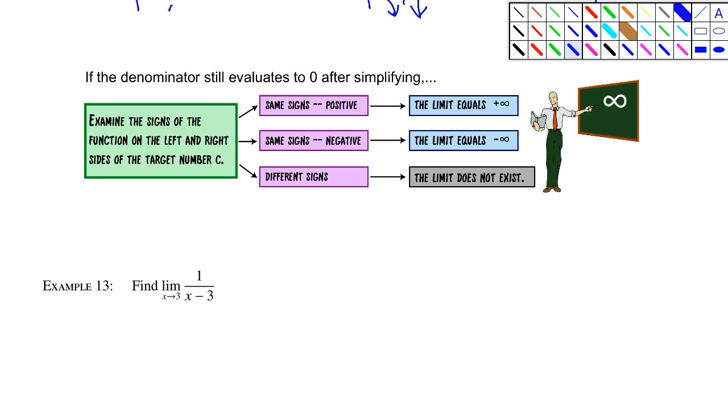Now, we need to be a little bit careful here. It says, examine the signs of the function on the left and right. So you have to be close to the target, and that's kind of vague on purpose. The trick here is you want to get close to the target, but you can't use any numbers that are so far away that the behavior of the graph has changed. In particular, you can't cross any other 0 in the denominator or any other root from the numerator.